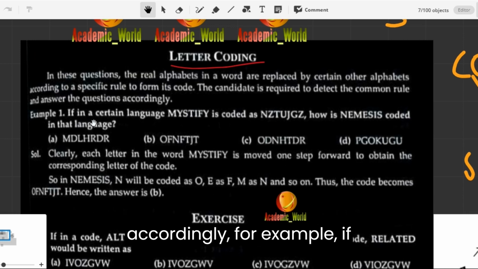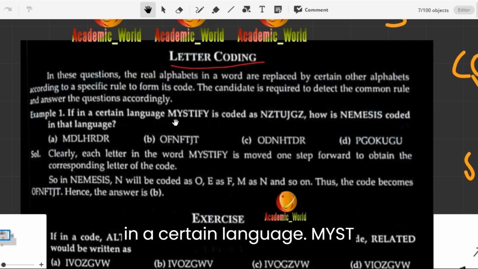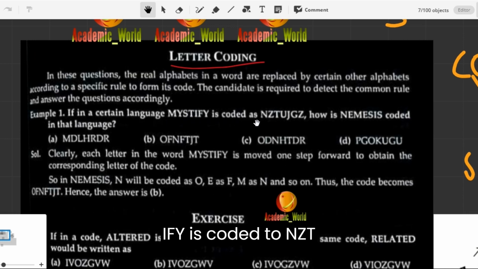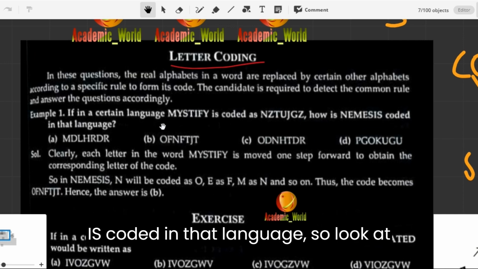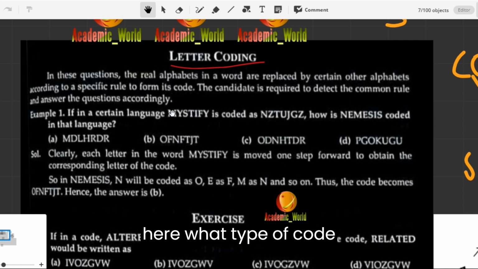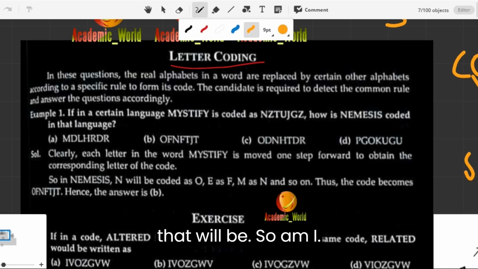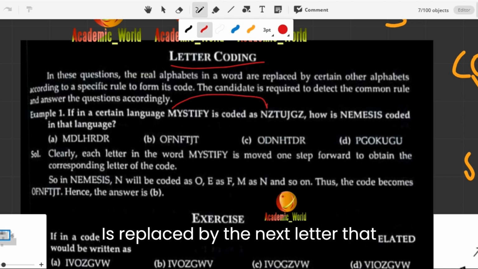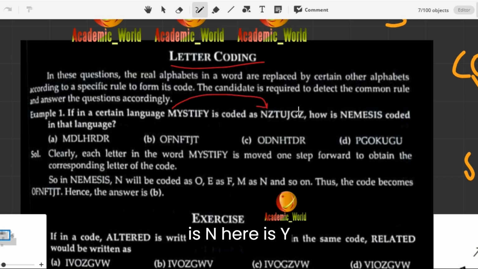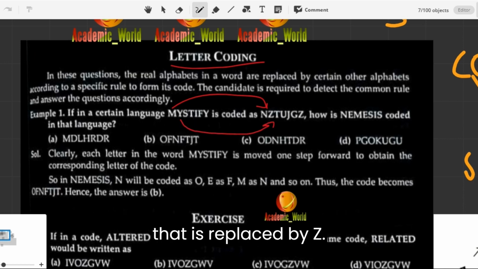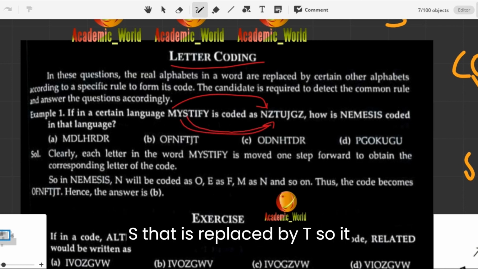The candidate is required to detect the common rule and answer the questions accordingly. For example, if in a certain language MYSTIFY is coded as NZTUJGZ, how is NEMESIS coded in that language? Look at what type of code this is. M is replaced by the next letter, N. Y is replaced by Z. S is replaced by T.